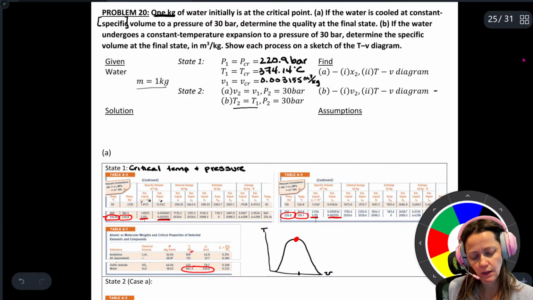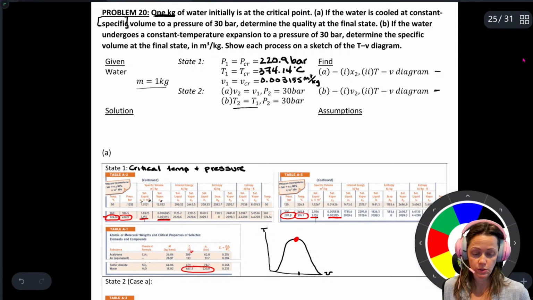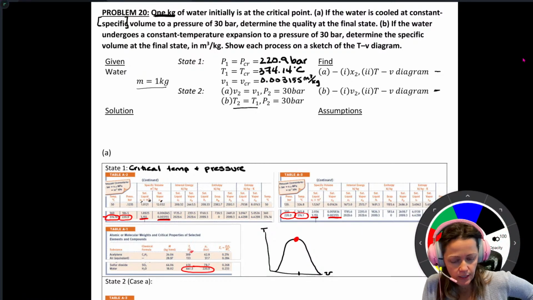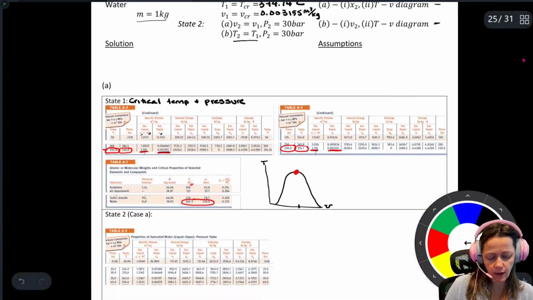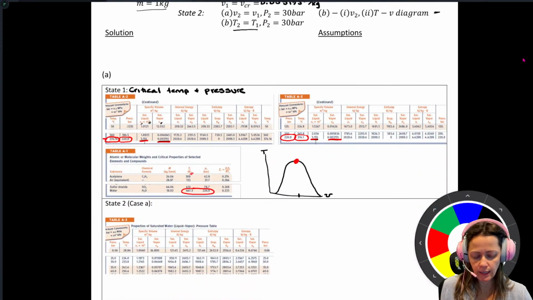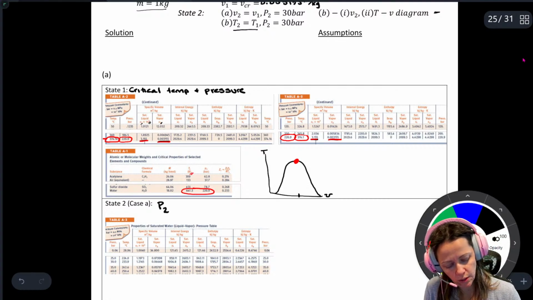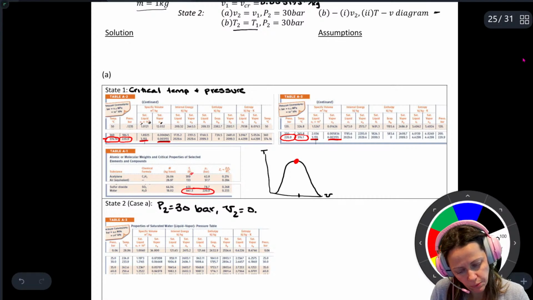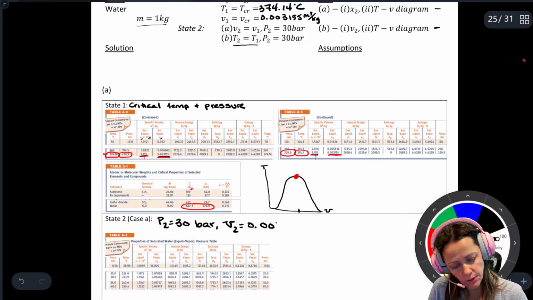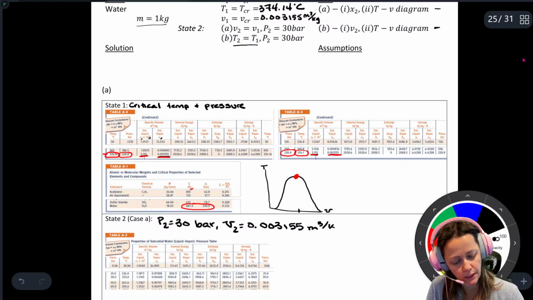So same thing, but we want to find the specific volume. And we're going to draw both of those on a TV diagram. So let's go ahead and take care of those guys. All right. So case A, constant volume. Well, at state 2, you'd have P2 is 30 bar, and your V2 is 0.003155 meters cubed per kilogram.